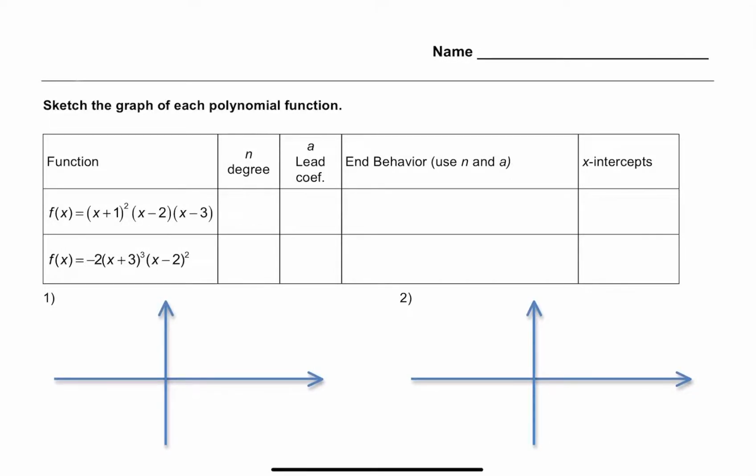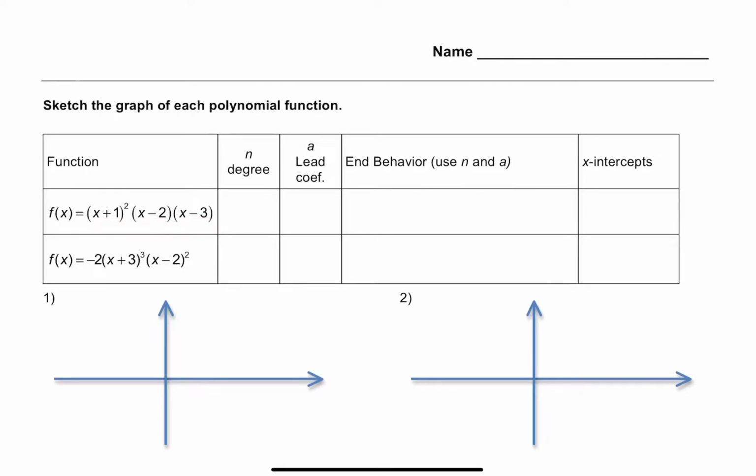Okay, so let's look at our worksheet we have for today. We have to graph some polynomial functions. All of these functions are written in factored form because that allows us to quickly find the x-intercepts. And remember, x-intercepts are opposites of what's inside each of these parentheses.